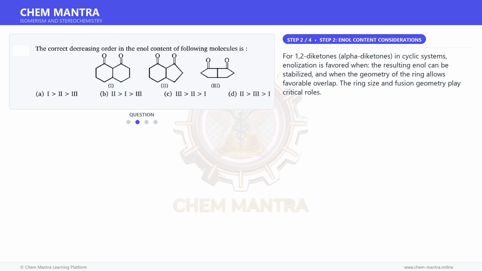Moving on to the next step. For 1,2-diketones, alpha diketones, in cyclic systems, enolization is favored when the resulting enol can be stabilized and when the geometry of the ring allows favorable overlap. The ring size and fusion geometry play critical roles.